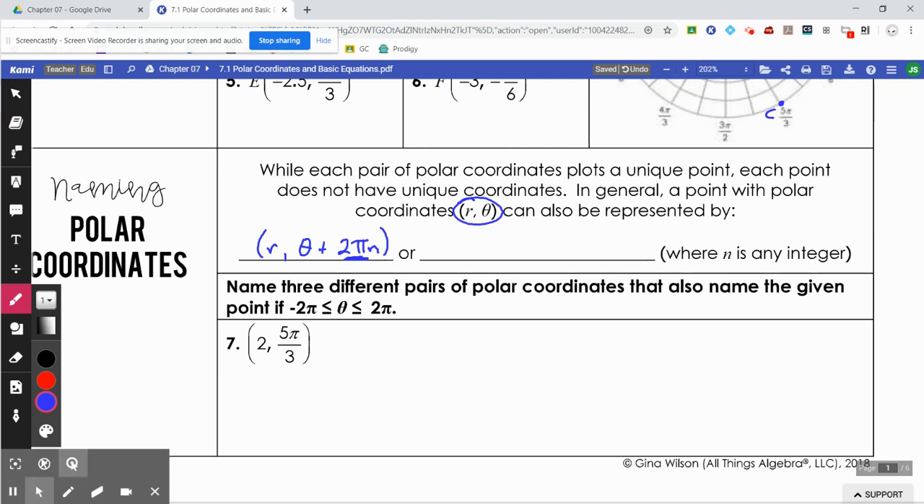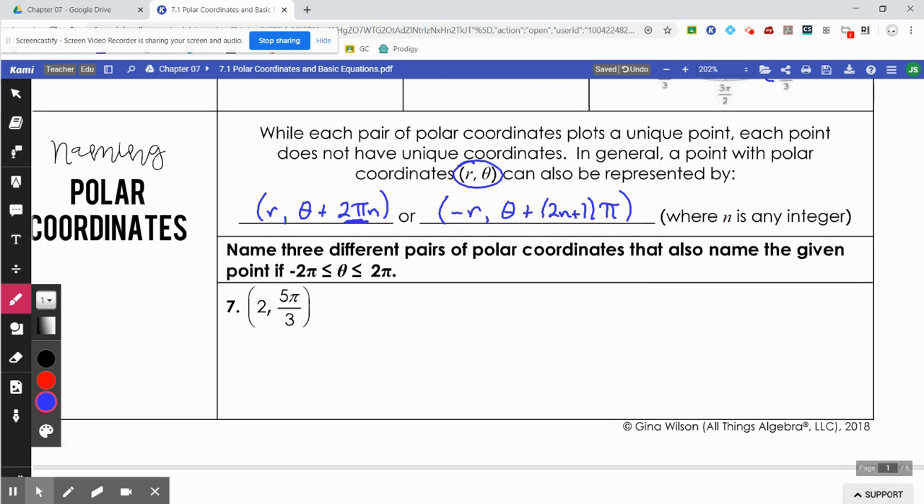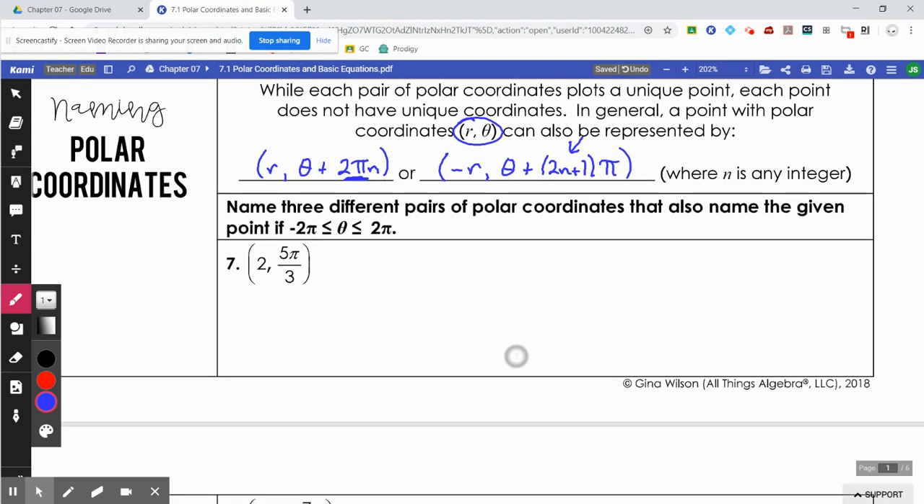Or negative r, comma, theta plus 2n plus 1 pi. So that's pretty much just telling you that sometimes we might end up in the same place by adding on, like this would be half. That would be like a half rotation. Like if you're going in the negative direction, you could add on those half rotations by going in the positive direction instead. So just those points would lie in the same place is what it's saying.